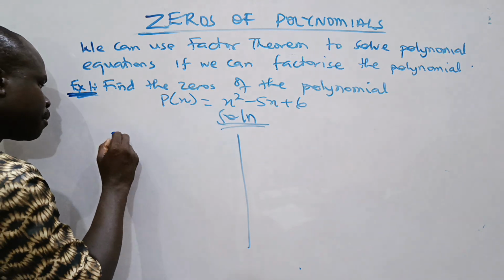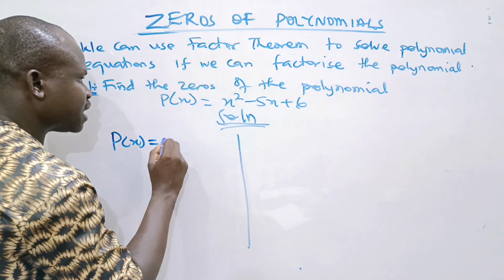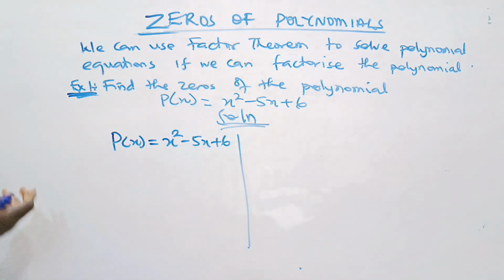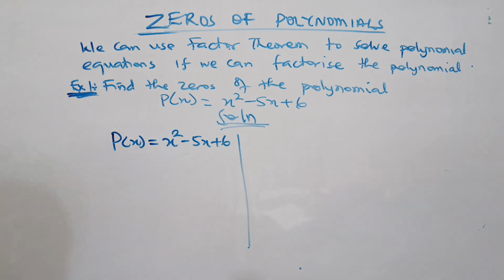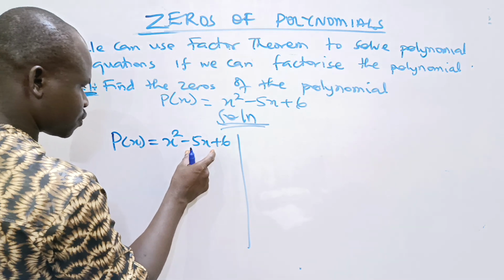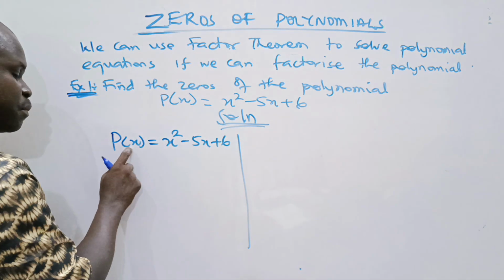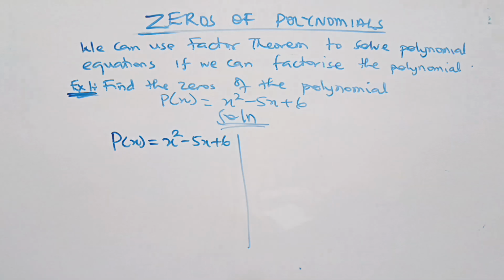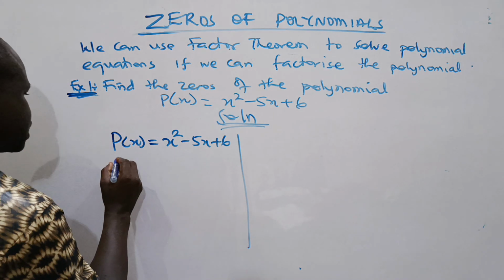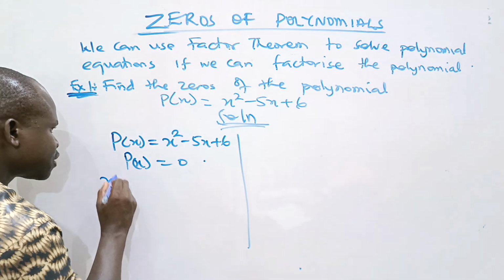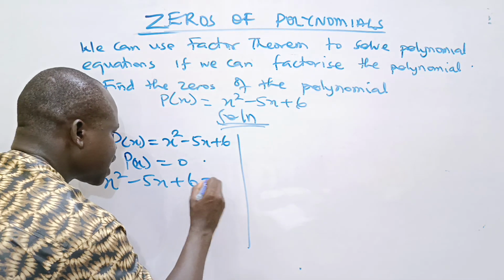What is the polynomial? P of x, which is defined as x squared minus 5x plus 6. This is a function, so what we can do here is factorize. To find the zeros of the polynomial, we equate it to 0. That is what we do with polynomials. We say, equate p of x to 0, so that x squared minus 5x plus 6 is equal to 0.